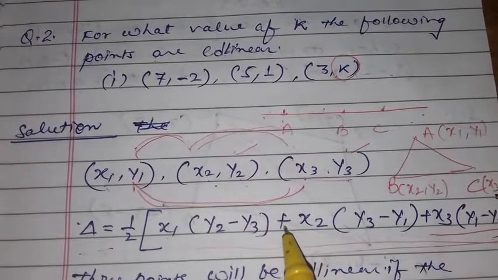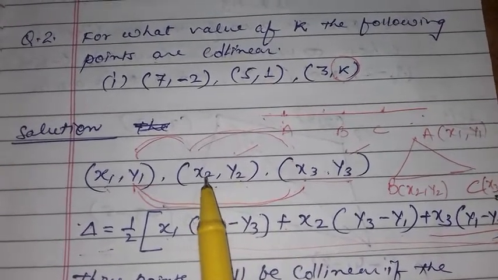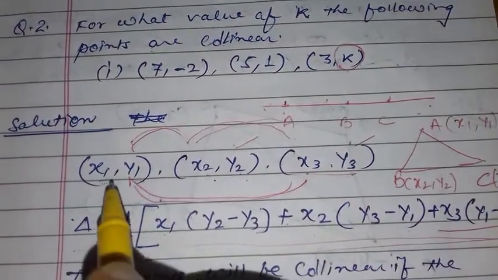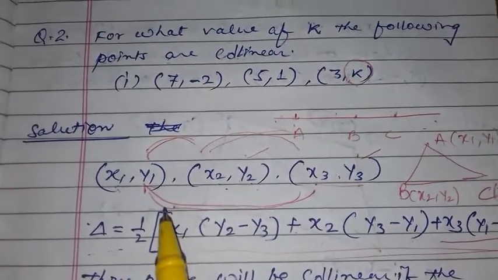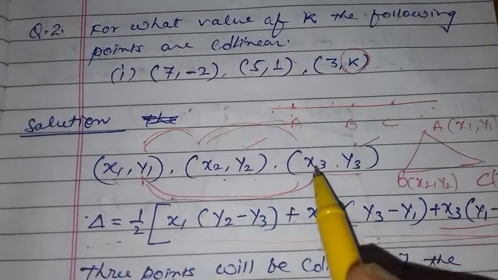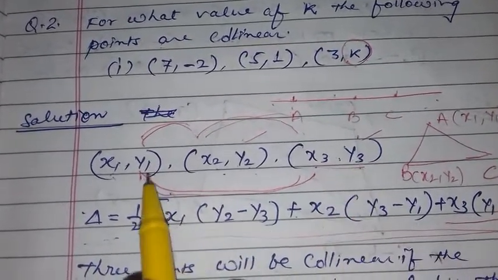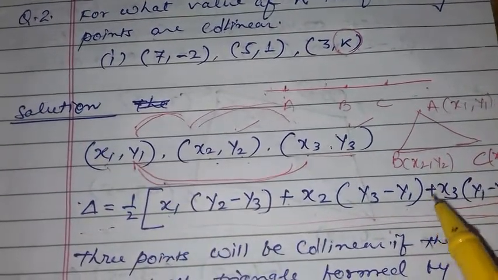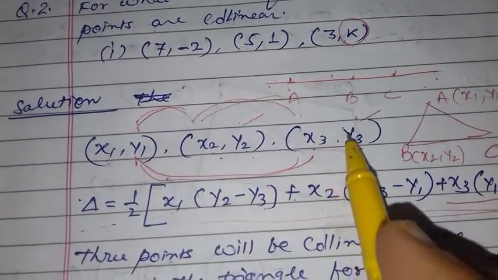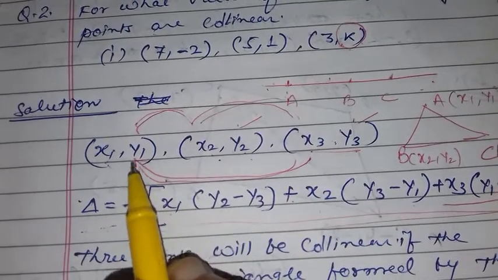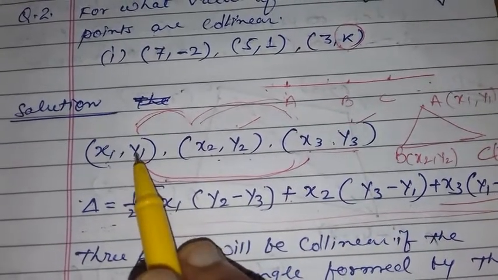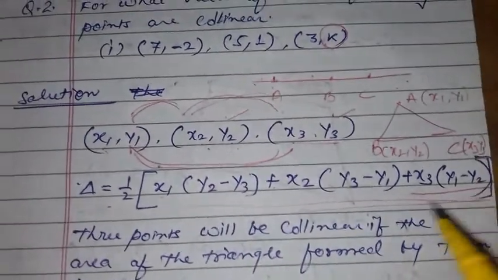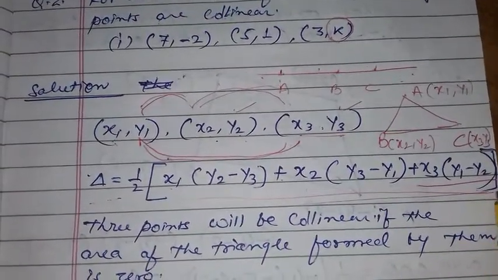Then plus, from the second point we take x2 and again move towards the next 2 points, and from there we select y. So x2 times (y3 minus y1), again plus x3, moving in the same order, and from the next 2 points we select y: x3 times (y1 minus y2). So this is the area of the triangle.